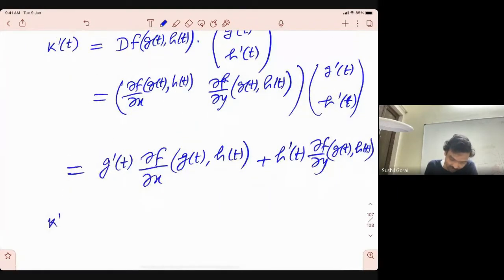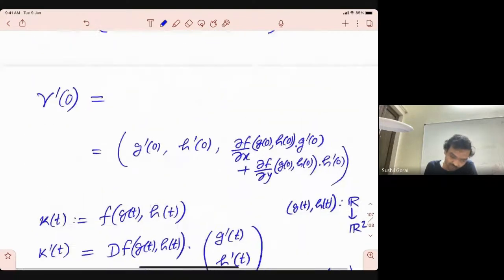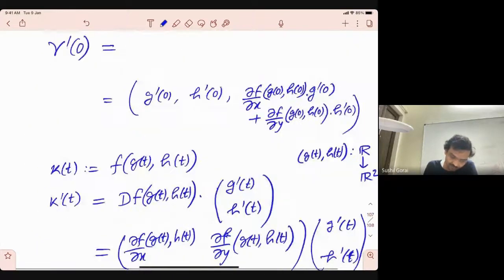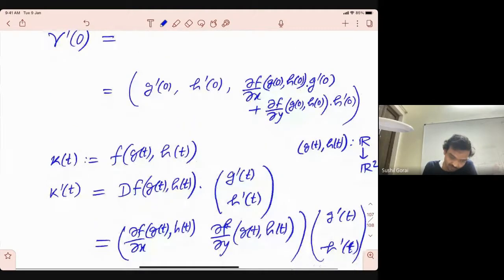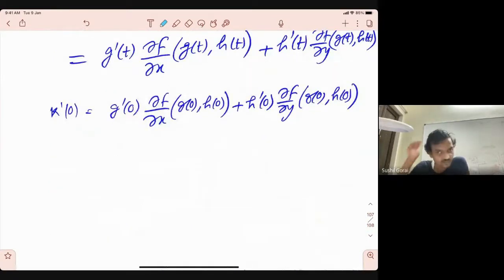So now we put k'(0), which is g'(0) del f by del x at (g(0), h(0)) plus h'(0) del f by del y at (g(0), h(0)), right? So you have this gamma'(0) as this one, right? Is it clear?